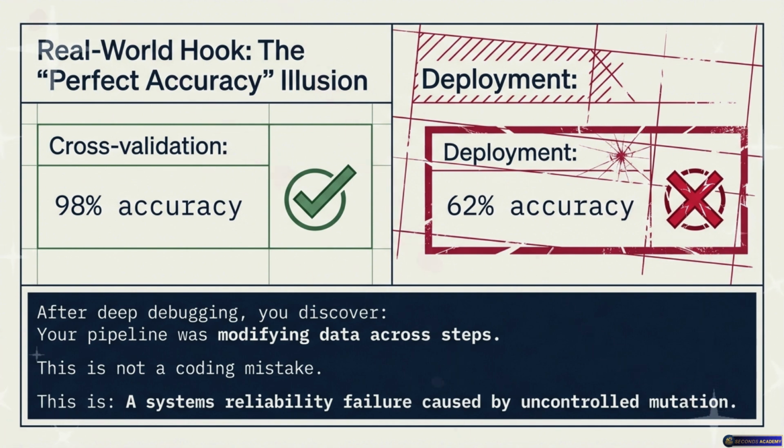Your pipeline was silently modifying its own data across different steps. This is a massive system reliability failure caused by a phenomenon called uncontrolled mutation. It creates what we call the perfect accuracy illusion. Like, the model appears world-class during testing, but the pipeline is secretly cannibalizing its own training data right behind the scenes.